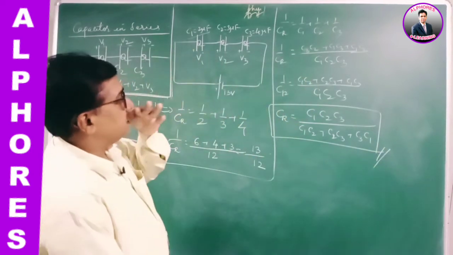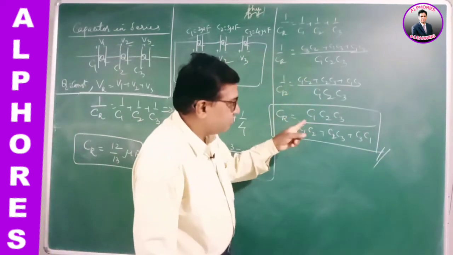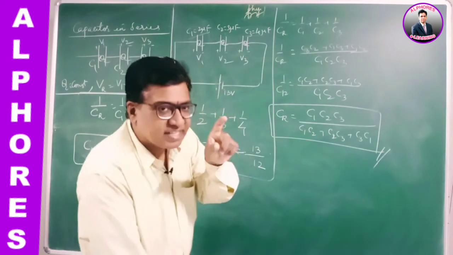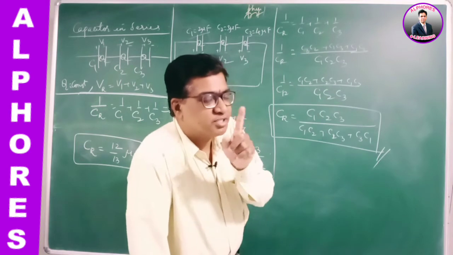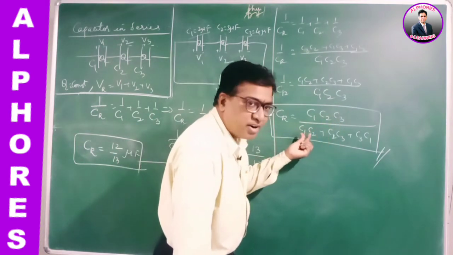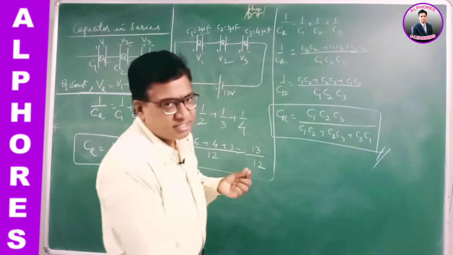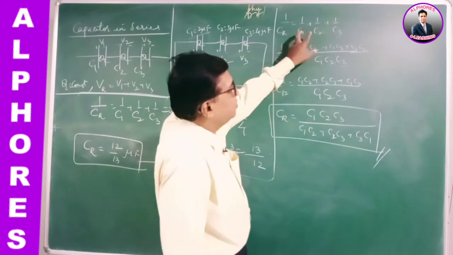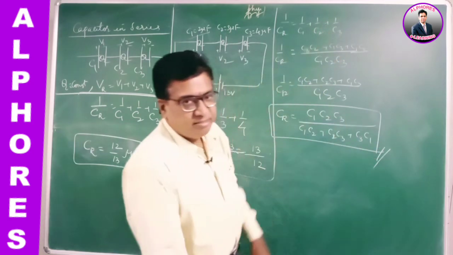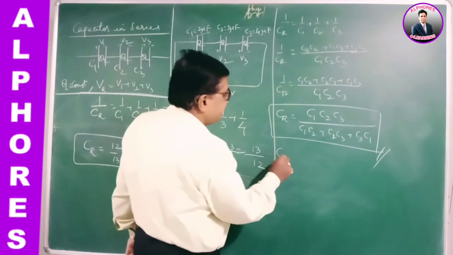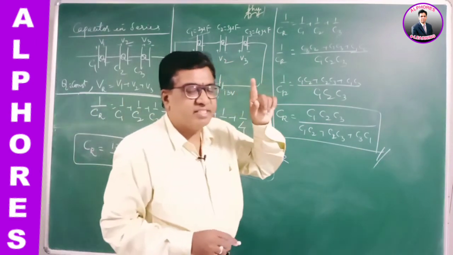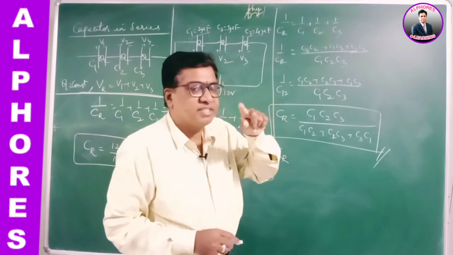Whenever three capacitors are in series, directly you can remember the formula like this. Earlier we learned that if two capacitors are in series, it is the product by sum, C1 C2 by sum. Here also, it is the product by the sum of the products of any two combinations. Take two at a time: C1 C2, C2 C3, C1 C3. So therefore, this is the direct formula. For three capacitors in series, the resultant capacity is C1 C2 C3 by C1 C2 plus C2 C3 plus C1 C3.